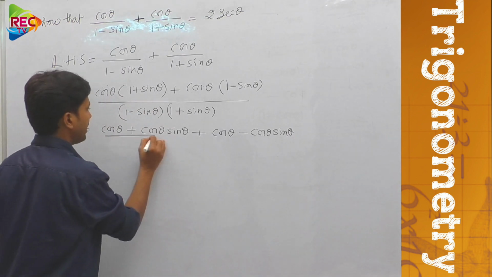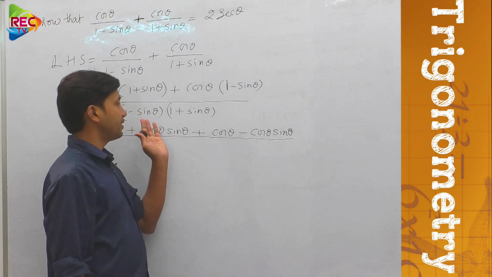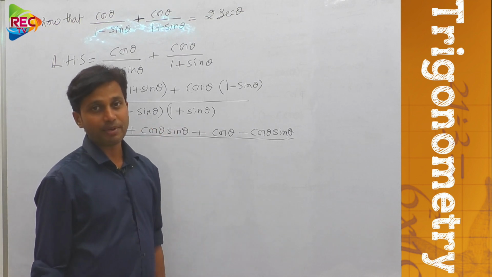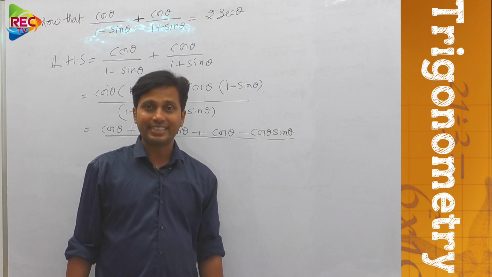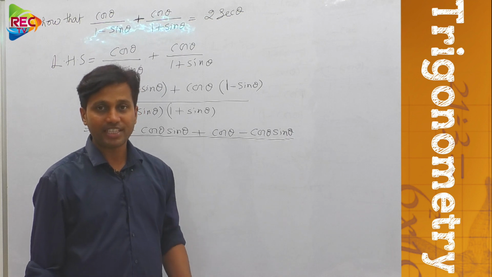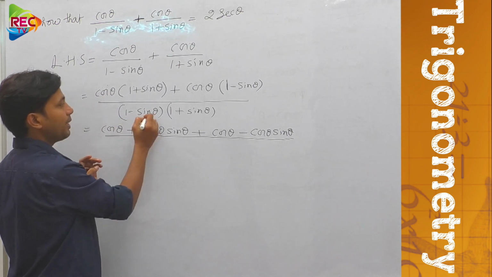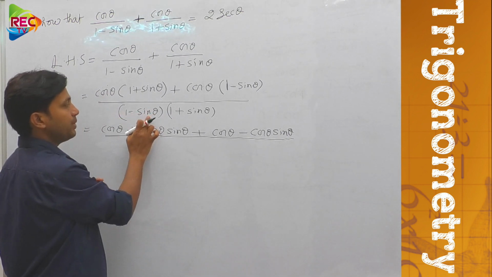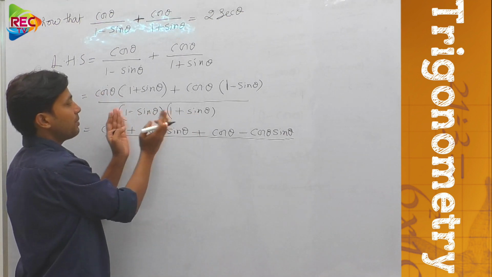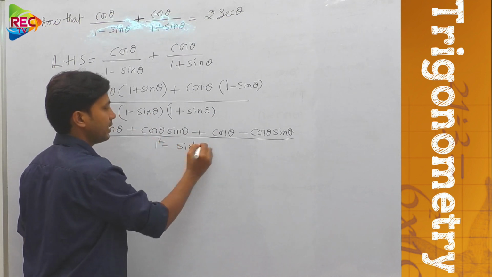And this entire expression is divided by 1 minus sin theta into 1 plus sin theta. As we know, this is in the form of a plus b into a minus b, which is an algebraic identity. That is, a plus b into a minus b can be written as a square minus b square. Here a is 1 and b is sin theta, so we can write this as 1 square minus sin square theta, right?